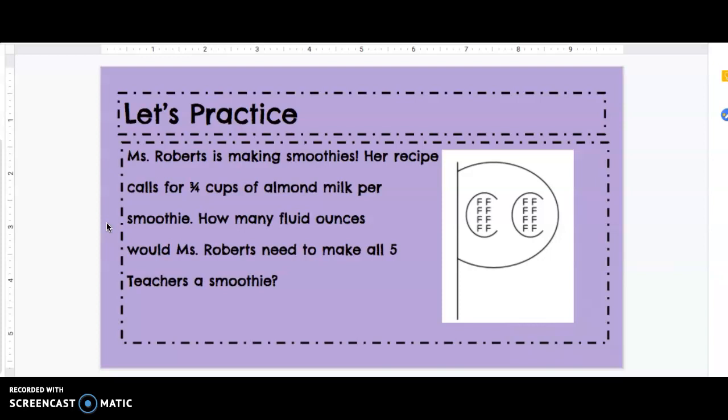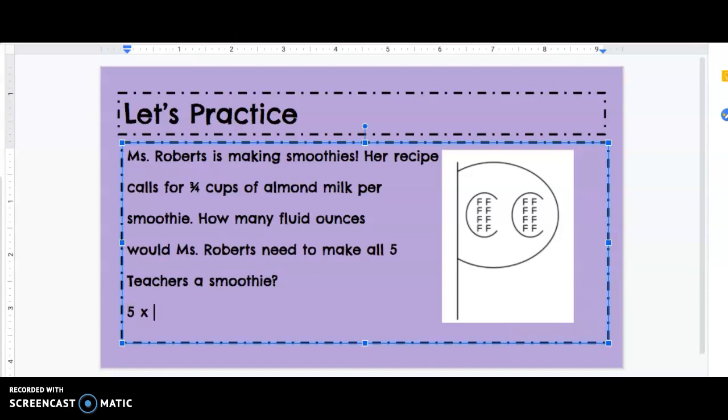Okay, so first let's think about, well, what do I know about this problem? I know that Miss Roberts is making smoothies. I know that each of her smoothies calls for 3/4 cups of almond milk per smoothie. And then my problem's asking me to convert that to fluid ounces for 5 teachers. So the first thing I'm going to do here is multiply and try to find out, well, how many cups is that?